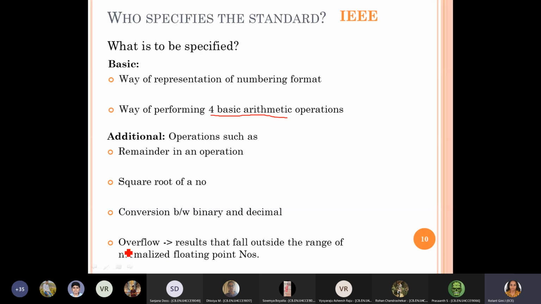And the overflow, whenever the number is not able to be accommodated within the available range, right? It can be overflow in any direction, right? It can be as low as not able to represent, and it can be as high as not able to represent in the higher range. Okay, so all these things have to be accommodated additionally, right? These things may not come under the basic arithmetic operations, but very much required basic operations here.